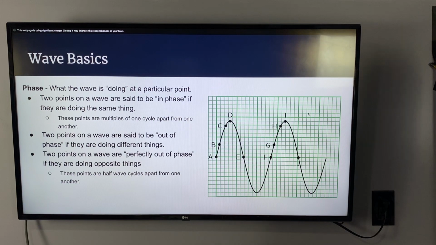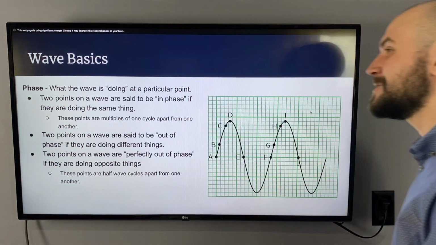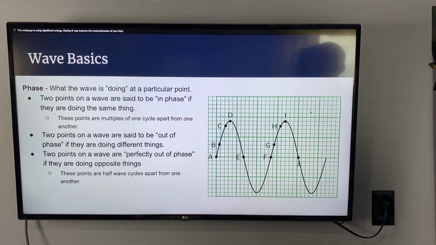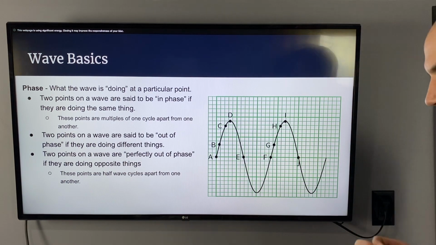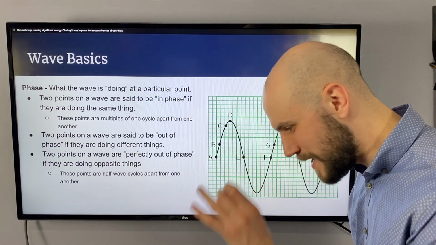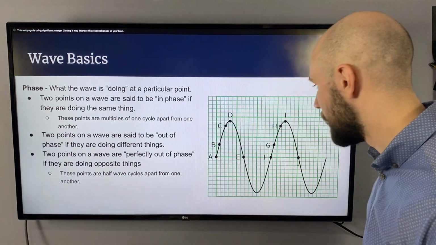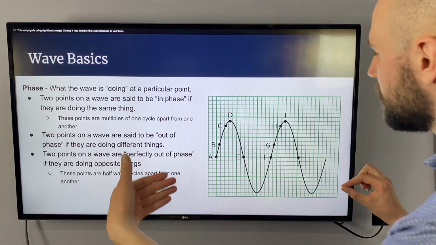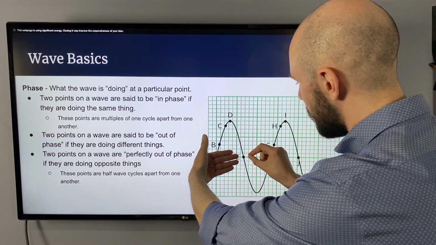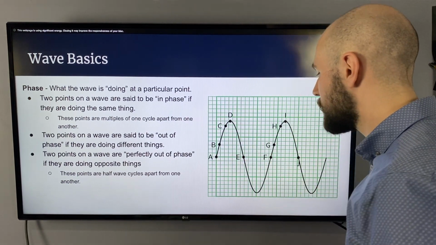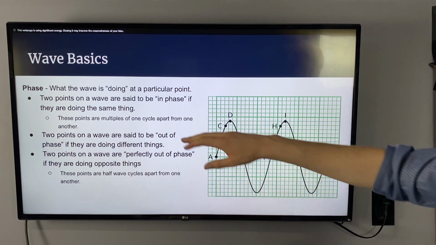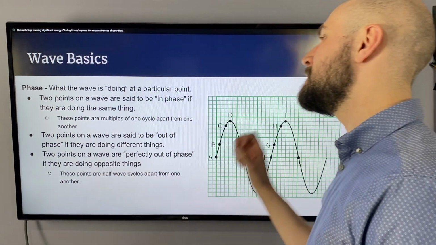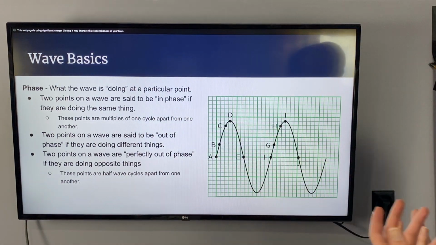All right, so I kept saying that word phase, right? Let's talk about what phase means when it comes to waves. What phase means is what the wave is doing at that particular point. What is that particle truly doing at that point in the wave? So if you have the wave traveling this way, you want to think of what that particle is actually doing, or what direction the wave is heading at that point. Any 2 points on a wave are said to be in phase if they're doing the same thing.